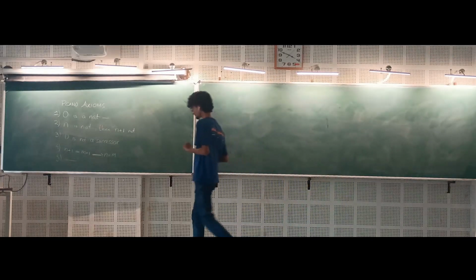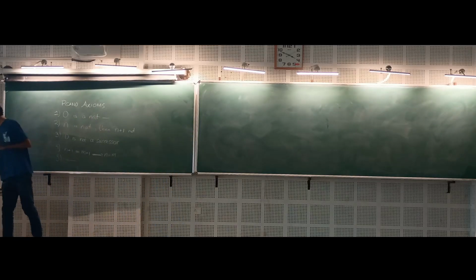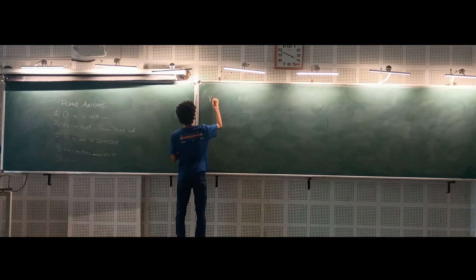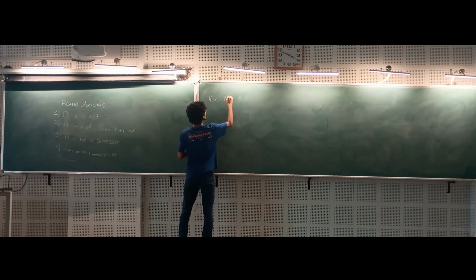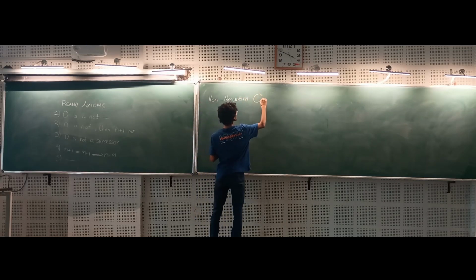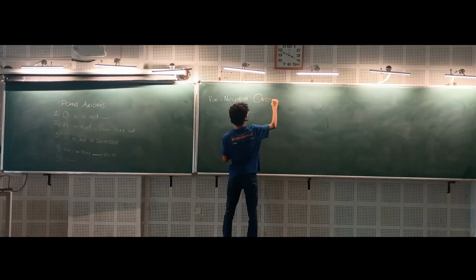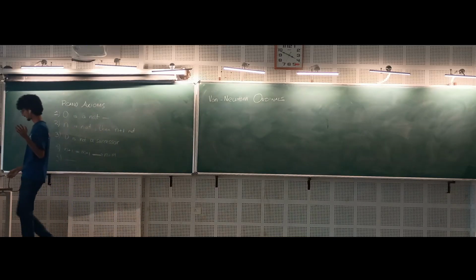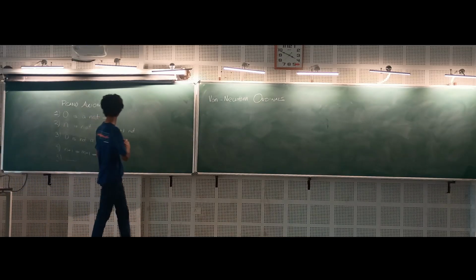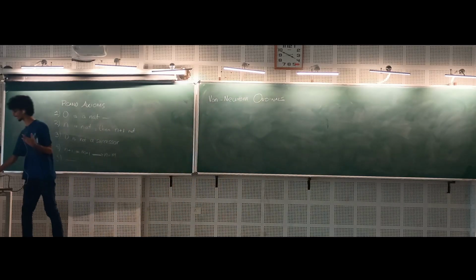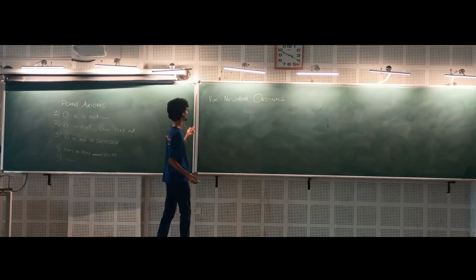So here is where something called von Neumann ordinals comes in. The name is scary, it's nothing scary. Von Neumann ordinals is basically an explicit construction of natural numbers. So I'm going to tell you how mathematicians essentially define natural numbers properly.